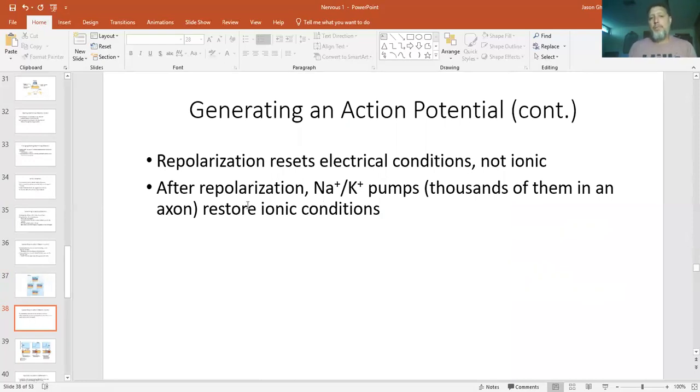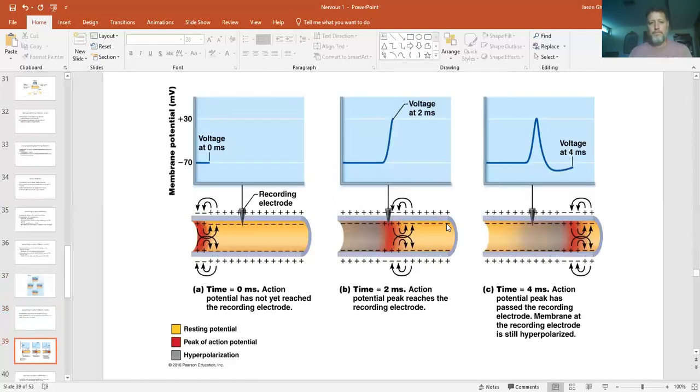So after we repolarize, we have what are called sodium potassium pumps, and there's lots of these in axons. They will pump the sodium back out and bring the potassium back inside, and that brings everything back down to normal, to that negative 70 millivolts. But it puts the sodium on the outside and the potassium back on the inside, so we can have another impulse.